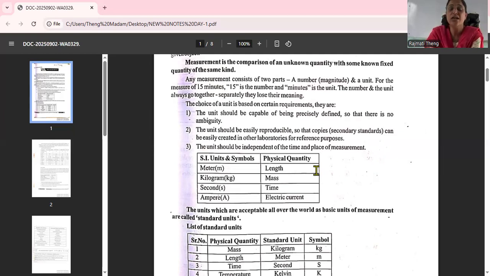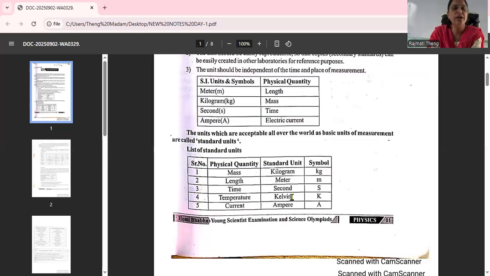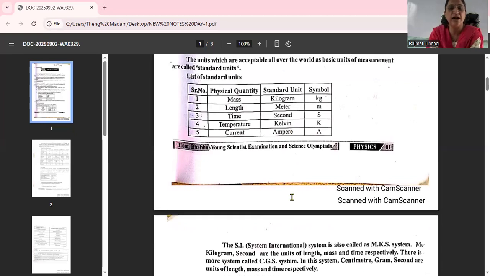So the units which are accepted all over the world as the basic unit of the measurement are called the standard units. So you should know some standard units. For mass, kg, kilogram is the standard unit. For length, meter is the standard unit, symbol is small m. For time, second is the unit, symbol is s. For temperature, standard unit is Kelvin, symbol is capital K. Then for current, standard unit is ampere, symbol is A. So this one is the list of standard units.